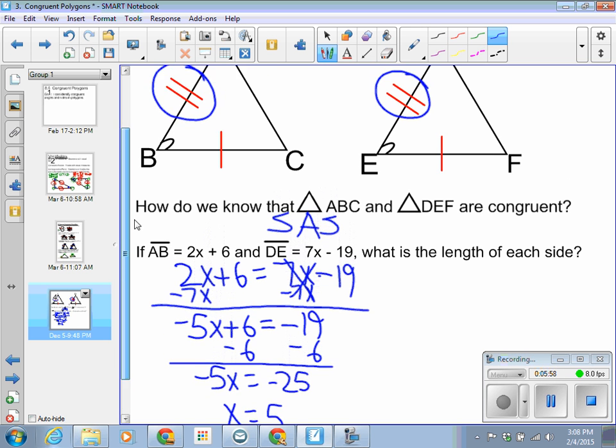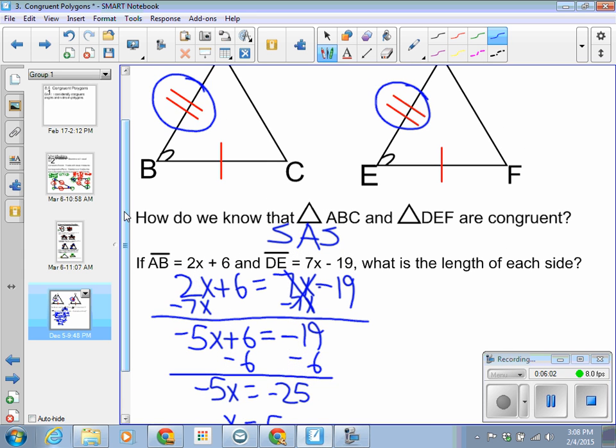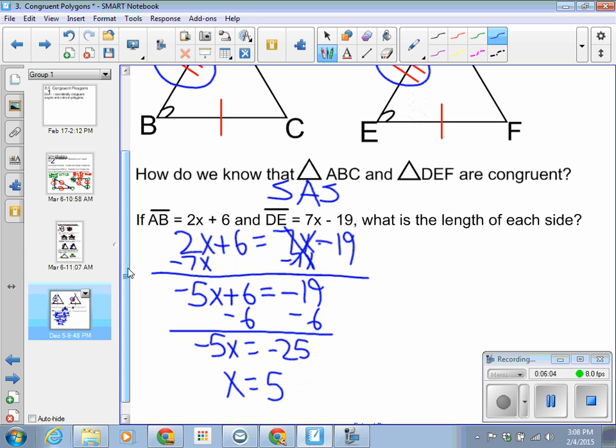So x equals 5, and we just plug it in to get each expression. 2 times 5 is 10, plus 6 gives us 16. 7 times 5 is 35, and 35 minus 19 equals 16. So they're equal. Each length is 16.